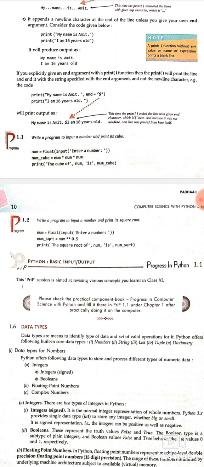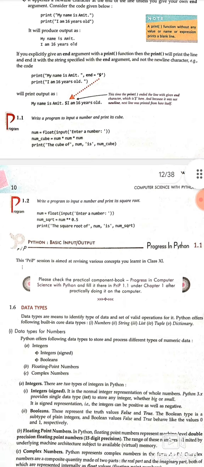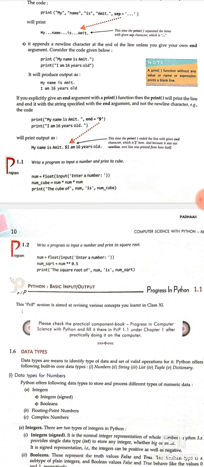Okay, so for the square root of a number, I am doing it to the power of, that is asterisk asterisk, 0.5. So that's it for the day, and next day we will go ahead with the data types.